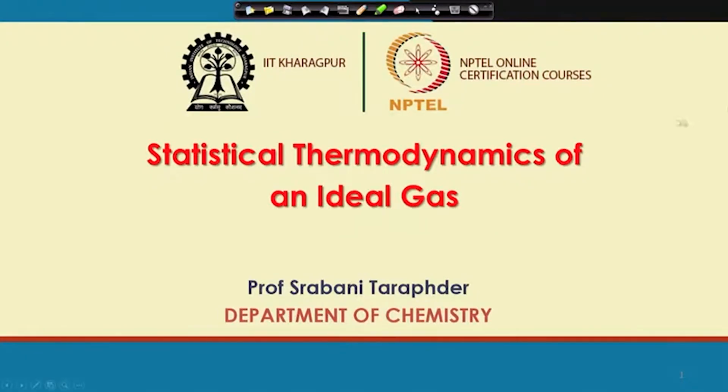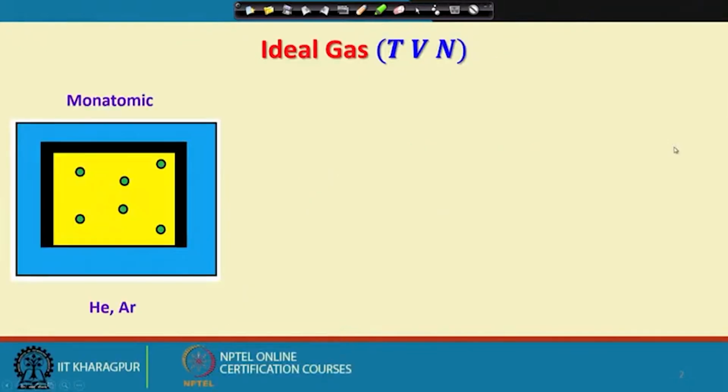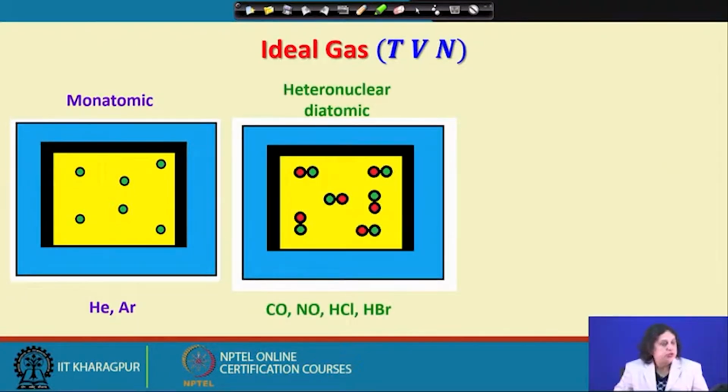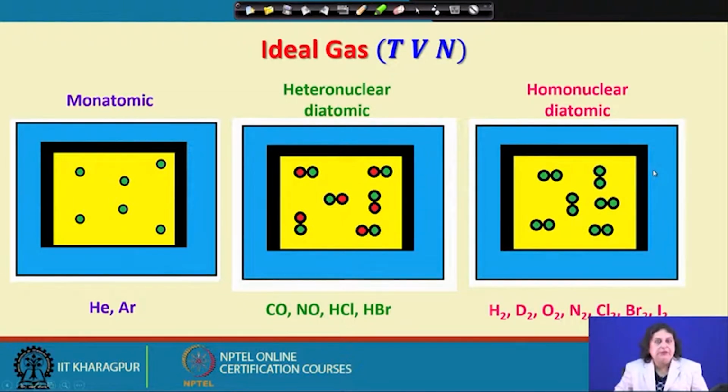Welcome. In today's class, we will revise and summarize what all we have learnt about the statistical thermodynamics of ideal gases, where, as you have seen, we are mainly focusing on gases which are comprised of atoms such as helium or argon, or diatomic molecules such as carbon monoxide, nitric oxide, HCl or HBr, which can be classified as heteronuclear diatomic molecules, or gases like hydrogen, deuterium, oxygen, etc., which can be clubbed under the common name of homonuclear diatomic molecules.